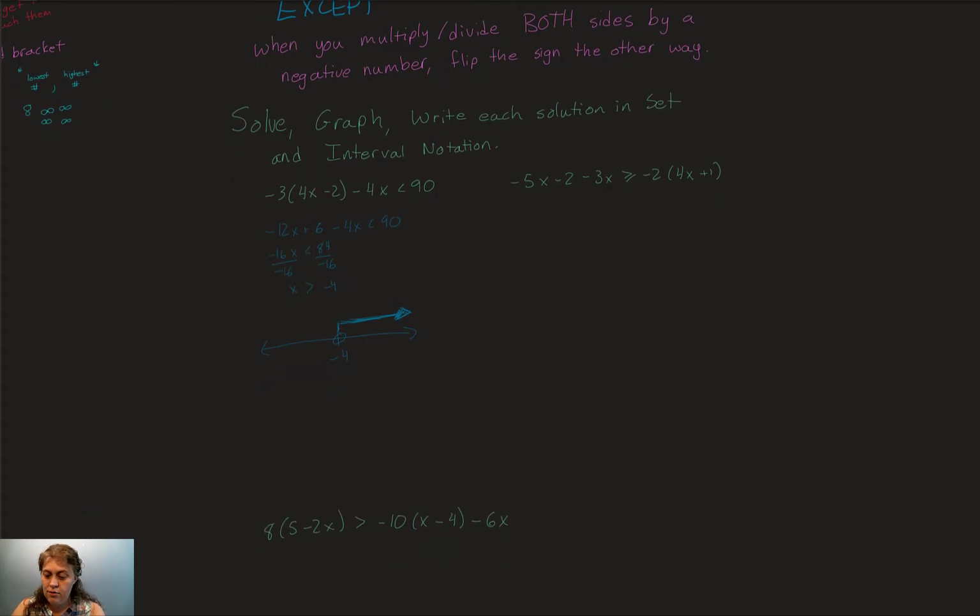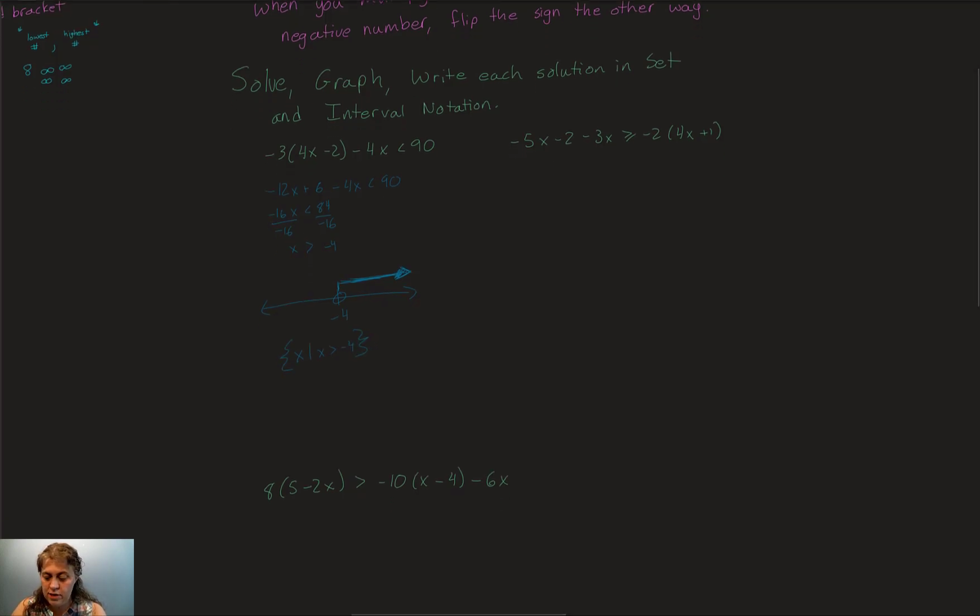And then I want set notation. Oh, that's easy. X such that x is bigger than -4 with some curly brackets. And then interval notation, I start at -4. I've got an arrow for my bigger number, and I don't include either of those because I don't actually get to either of them.